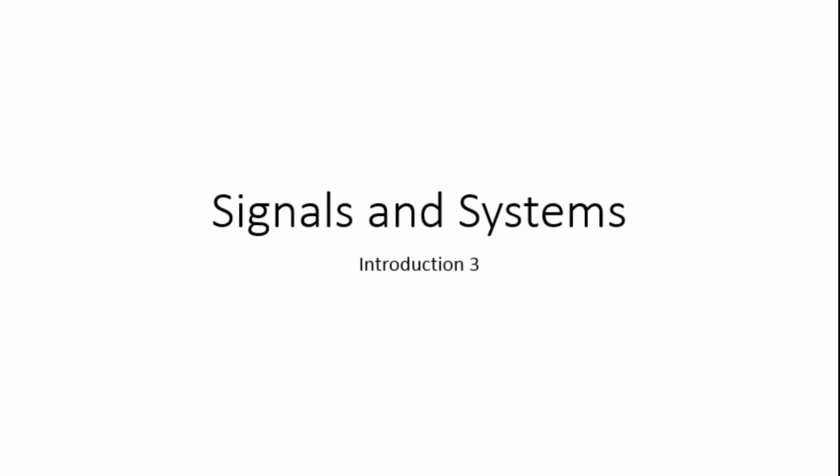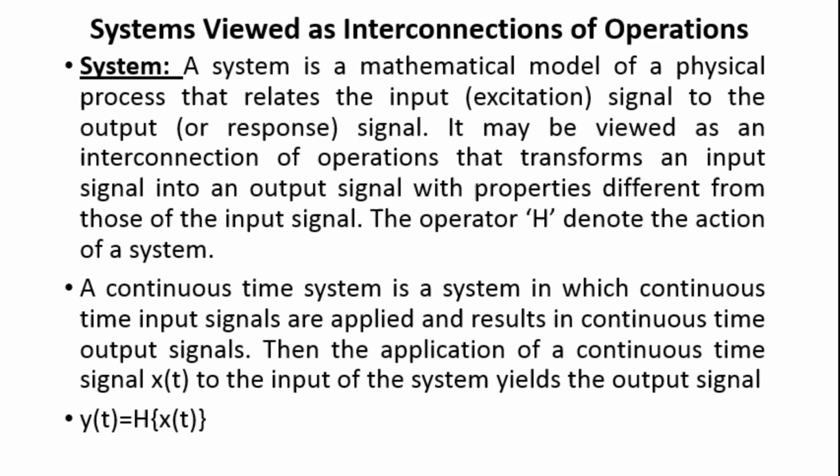We are going to discuss interconnection of operations on systems. First, we are going to study the system. A system is a mathematical model of a physical process that relates the input signal to the output signal. It may be viewed as an interconnection of operations that transforms an input signal into an output signal with properties different from those of the input signal. The operator H denotes the action of the system.